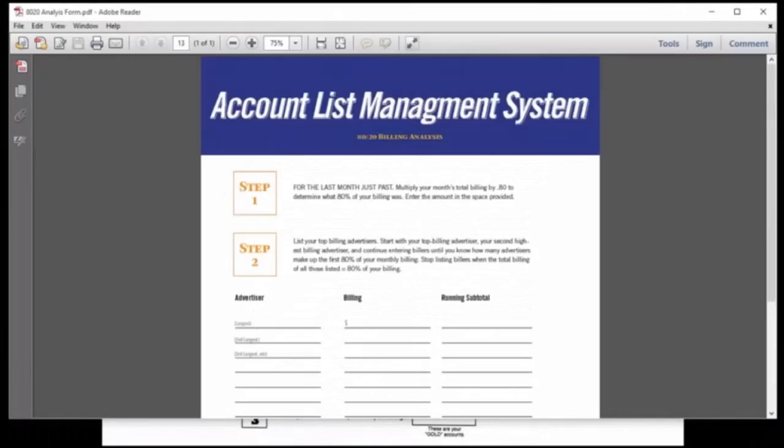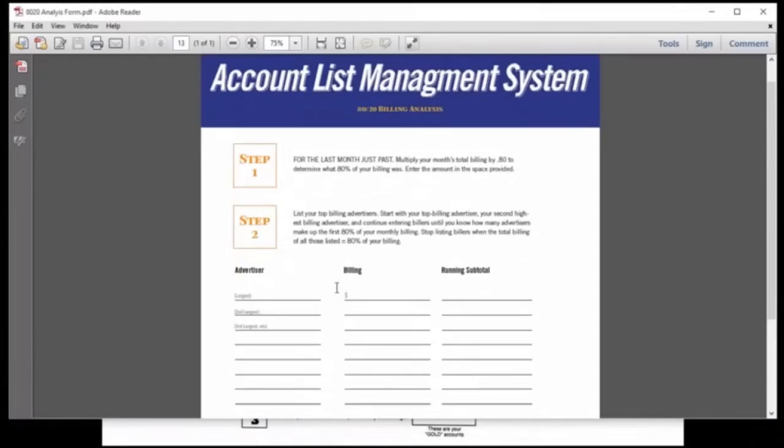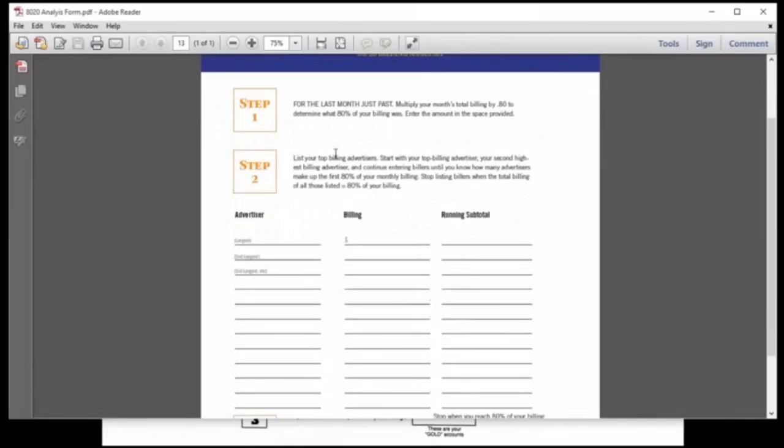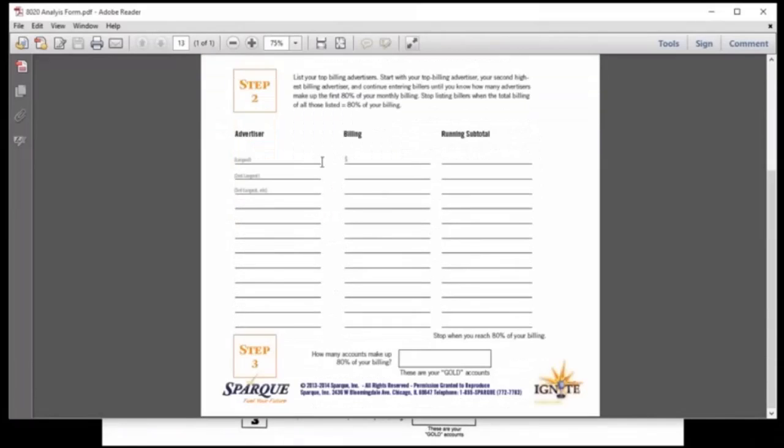And I made this form, and this is one of the first. This was in my correspondence course. This was in my first book. This form, say the 80-20 analysis. Let me see if I can find it. I put it out over here too. There it is. So the account list management system: figure out where 80% of your business is coming from. Let's just put our largest advertiser, second largest advertiser, third largest advertiser in and find out where 80% of the business is coming from.